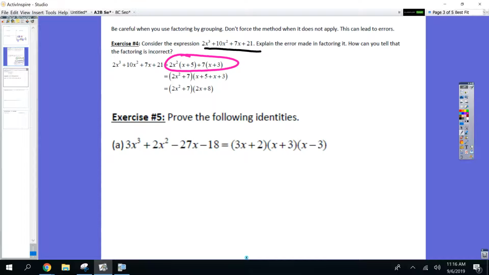Can I do the GCF method on that? Do they have anything in common right now? X plus 5 and x plus 3. I can't take anything out. They have to be the exact same match, right? So I couldn't group here. These factors are not the same.